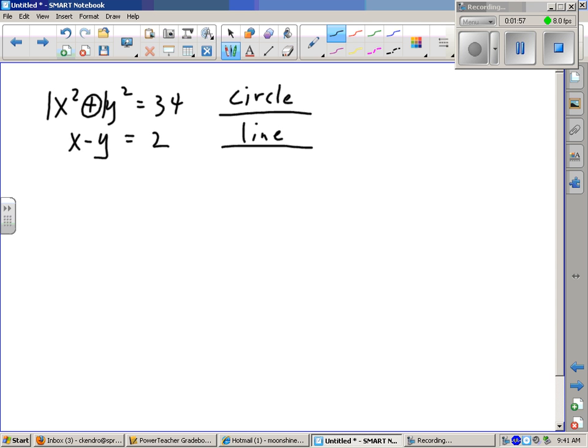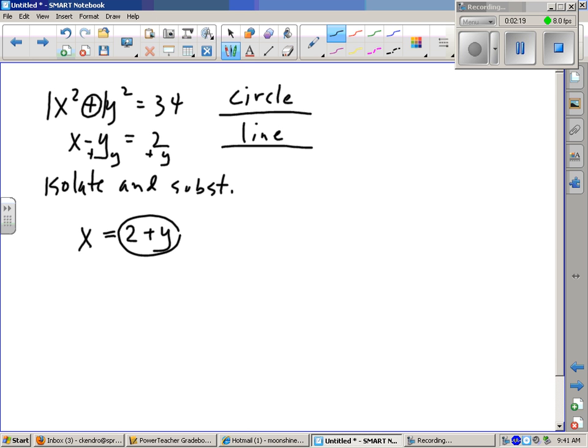All right, so one way to solve problems like these is to isolate and substitute. So I am going to isolate the x in the line equation. If I add y to both sides here, I'm going to get x equals 2 plus y. Now I'm going to take that 2 plus y, which equals x, and put it into the circle equation for x. So I have (2 plus y) squared, because that's x squared, plus y squared equals 34.